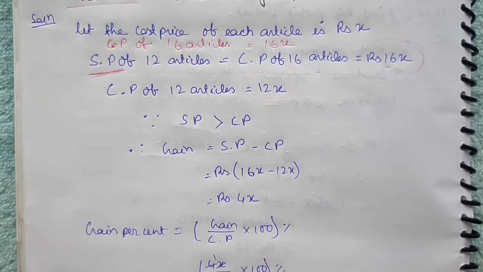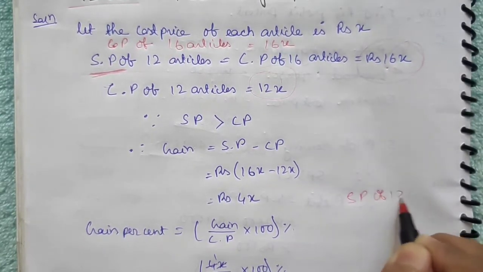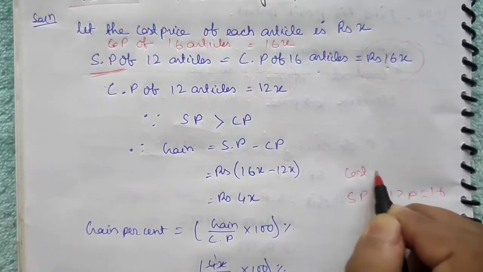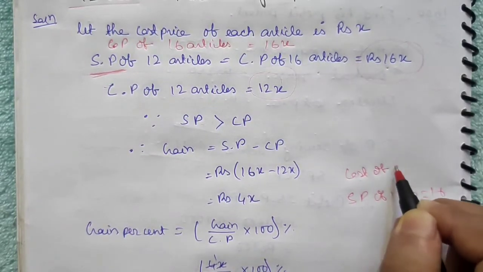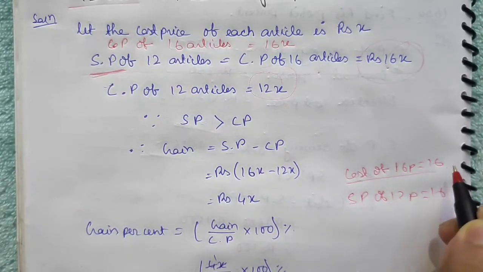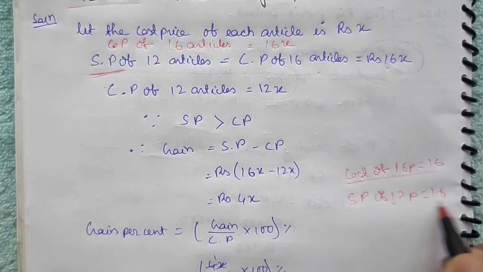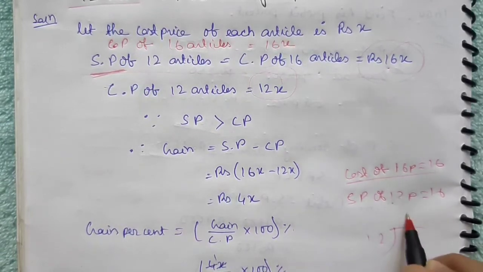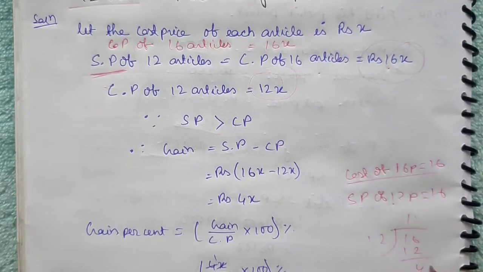The question was given that the cost price of 16 articles is equal to the selling price of 12 articles. Suppose the price of 16 pens is 16 rupees. Now the selling price of 12 pens is also 16. SP of 12 pens equals 16 and the cost price of 16 pens equals 16. That means the cost price of 1 pen is rupees 1, isn't it? If we divide 16 by 12, it will be 1 point something, look, 1.3, isn't it?